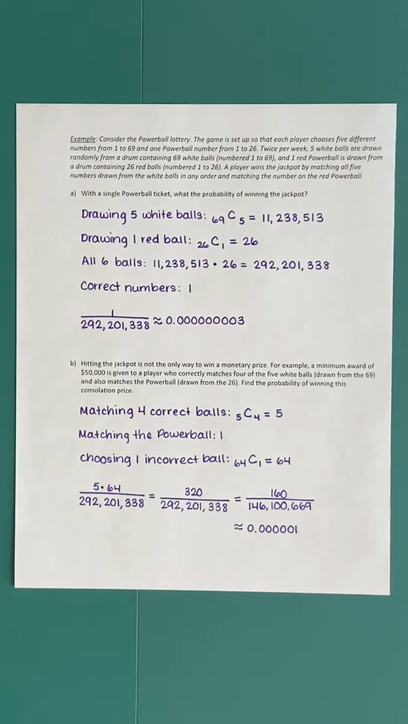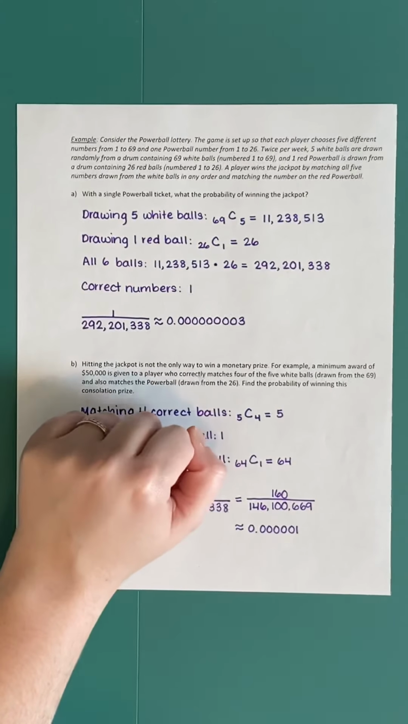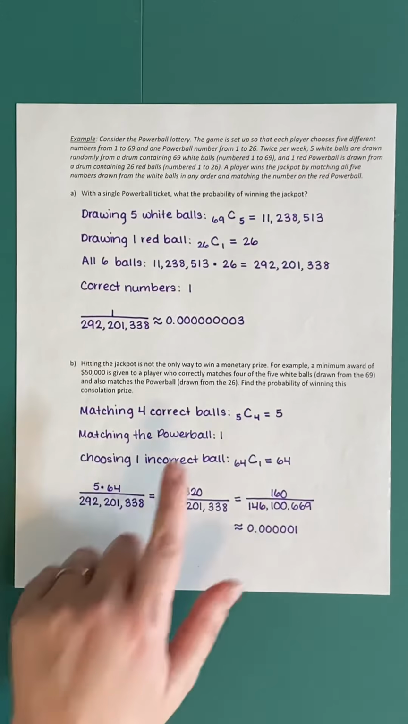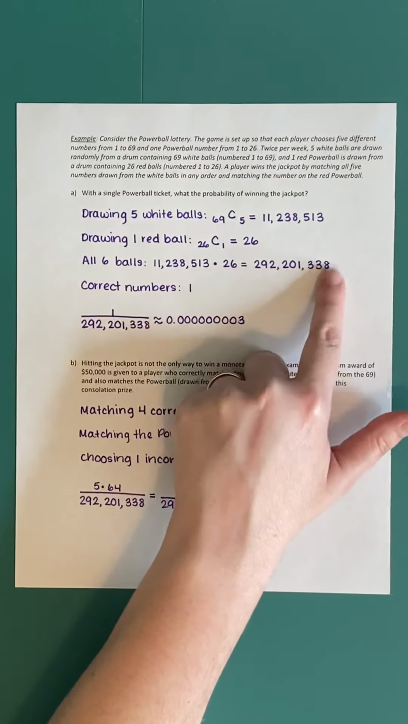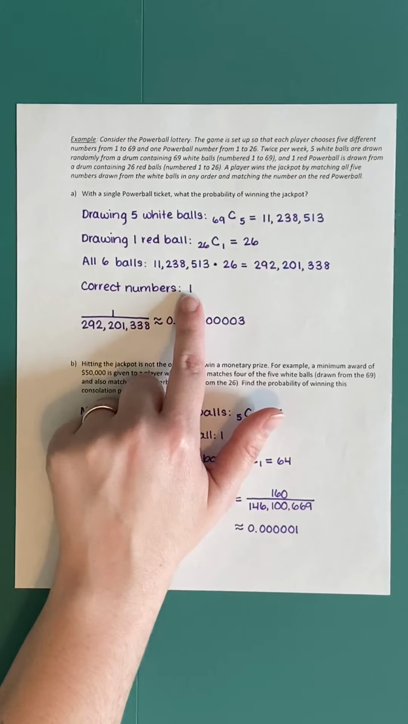Well, the only way you can win the jackpot is by matching every single number. Every single one of them has to be the same. There's only one way to do that. There's only one set of correct numbers. Remember, rearranging the numbers doesn't matter. So we're not worried about rearrangement, anything like that. We're just worried about having the correct set of numbers. Well, there's only one correct set of numbers. This is the total number of sets. There's only one set that's actually correct based on what's chosen from the bins when they actually run the lottery.